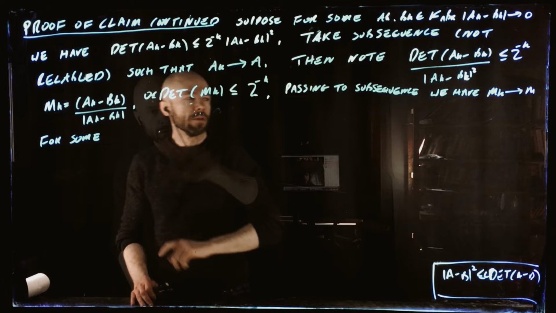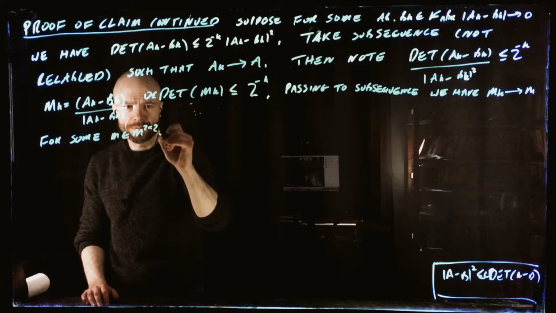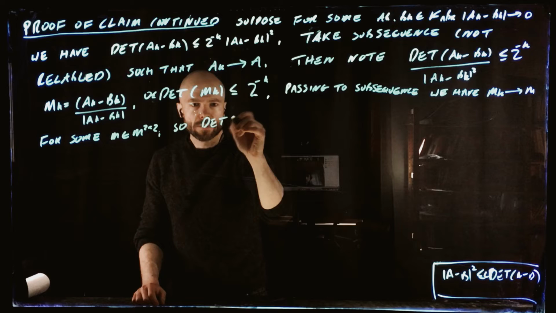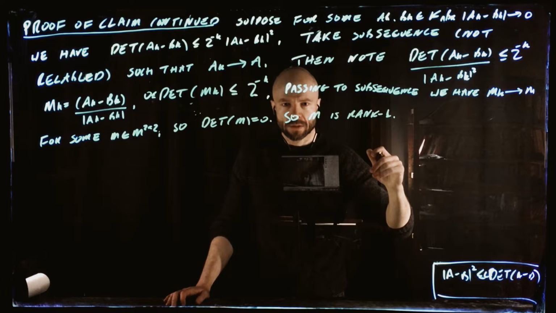So we have that MK is tending towards some M, for some M which is just some 2x2 matrix, yeah? But then by continuity, so the determinant is a polynomial function of the coordinates, definitely continuous. So the determinant of M equals 0, so M is rank 1. Cool. Now, tell me other things about M.